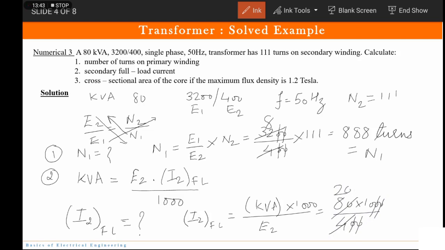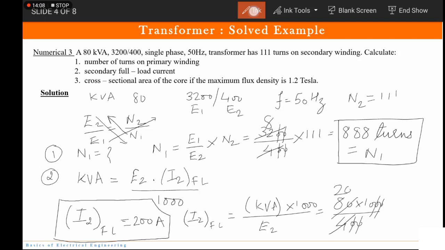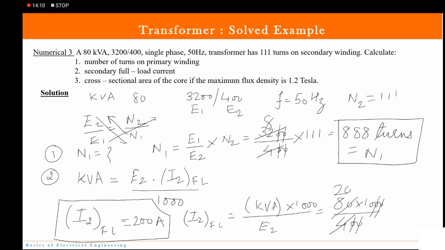Correct? Yes. So what I will do is I will use this part. So 20 into 10, so my I2 full load comes out to be 200 amperes and my N1 came out to be 888 turns.